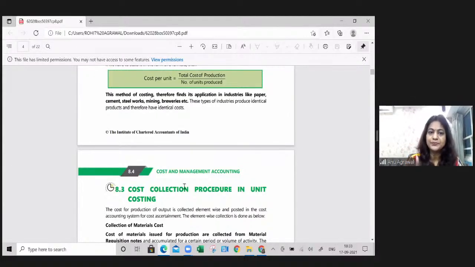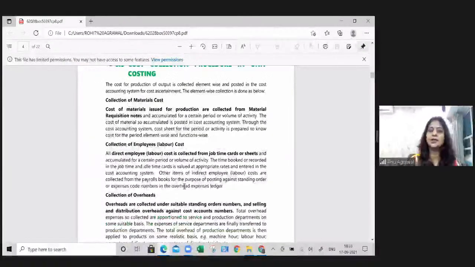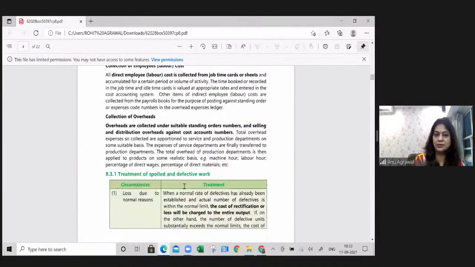Single output costing. Here they are talking about the idea behind unit costing. They say every expenditure you need to collect, whether it is material cost, labor cost, or overheads. Guys, this is very important from an examination point of view: spoiled and defective work. This comes in the examination for theory. Somebody was asking me, ma'am, what comes for theory in CA papers? This comes. You should know the difference between spoiled and defective work.